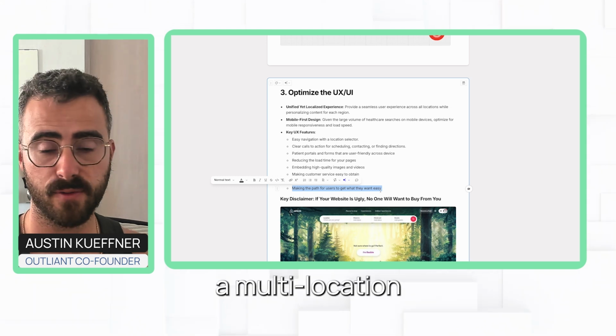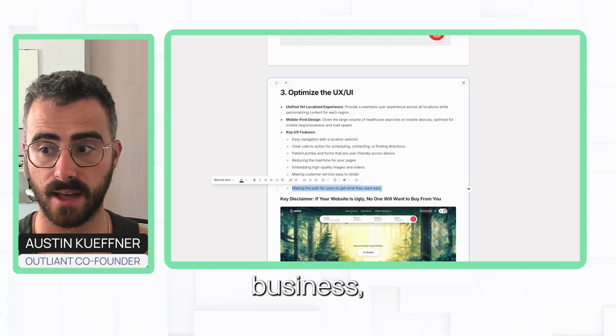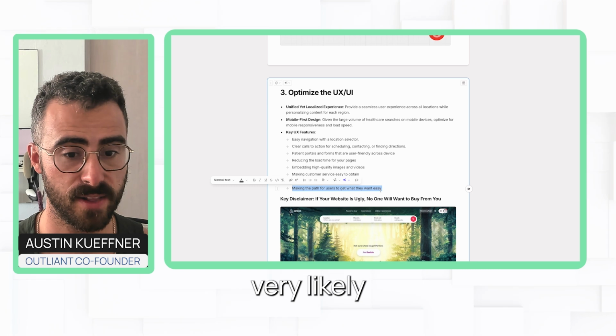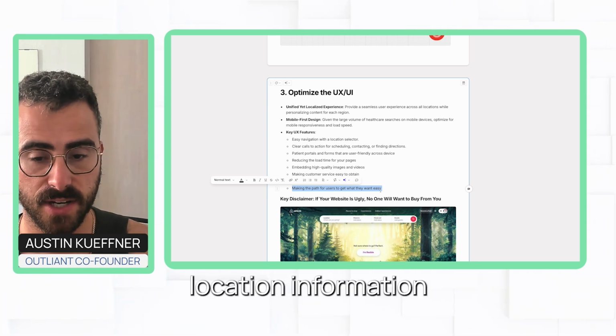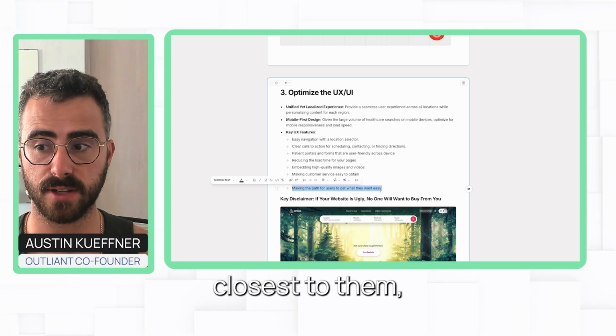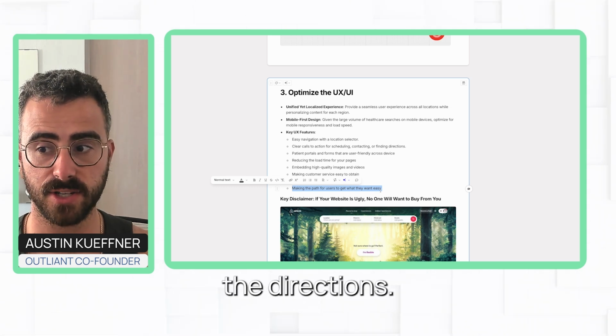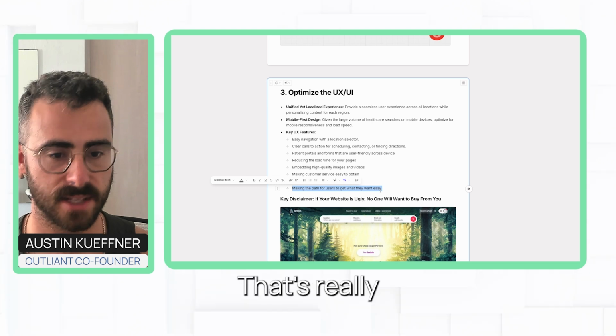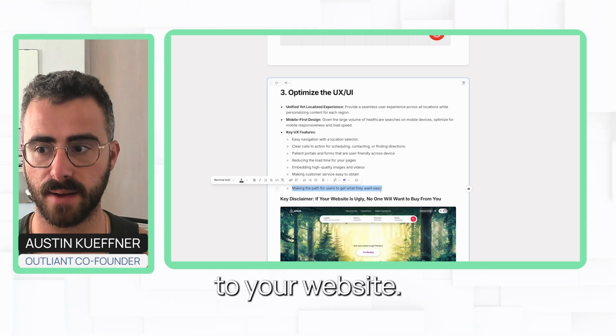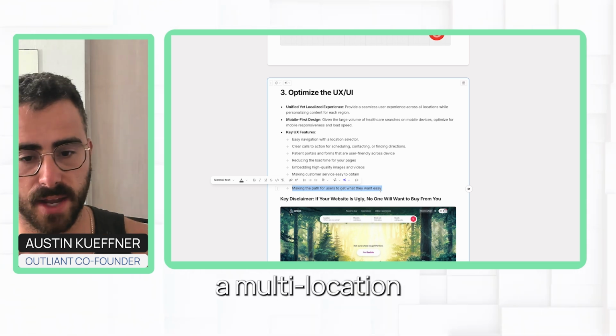If you have a multi-location business, then it's very likely that all the user wants to get is the location information for the location closest to them. That way they can get the directions, the phone number, and the hours of service. That's really what people want when they come to your website if you are a multi-location business.